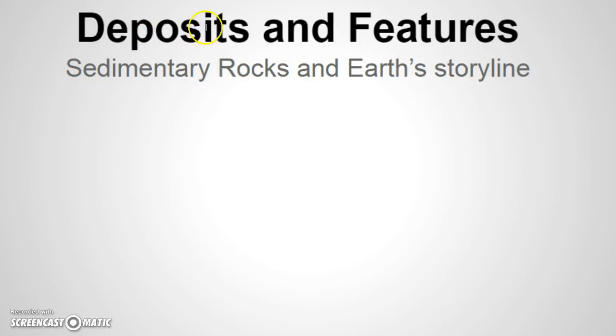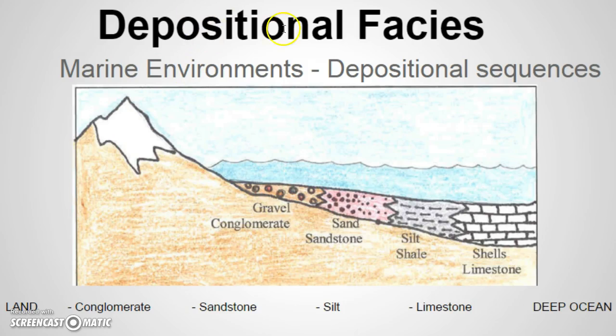In this lecture we're going to look at different deposits on Earth's surface and some of their features. We're going to start off by looking at what we call depositional facies. These are generally marine environments. It's essentially where water flows off of continents. This is kind of a cartoon caricature of it.